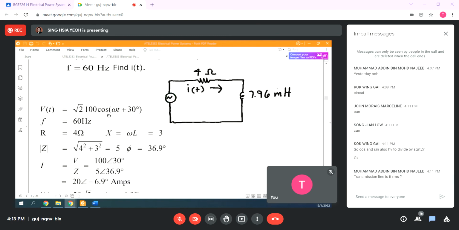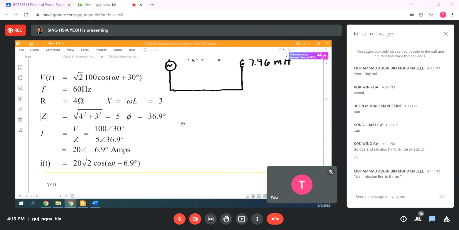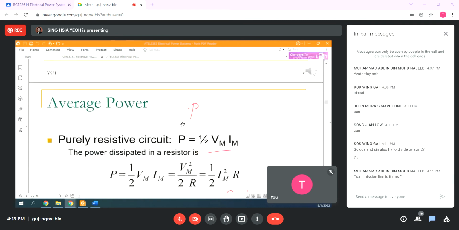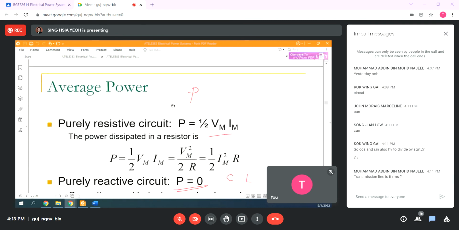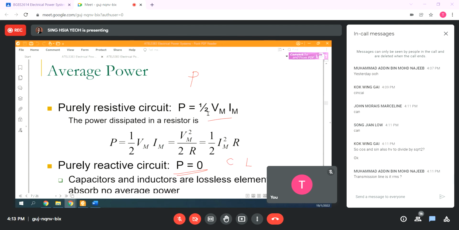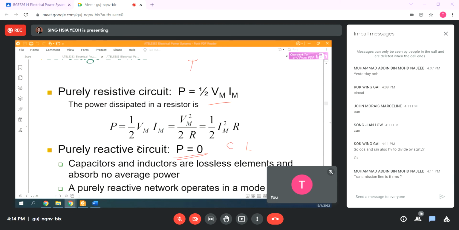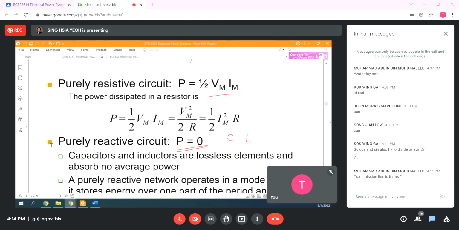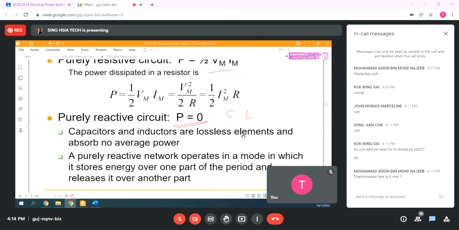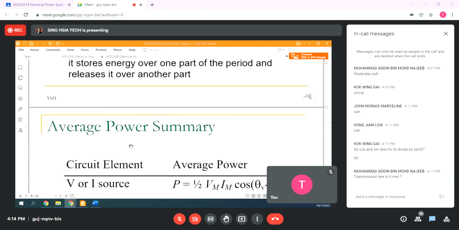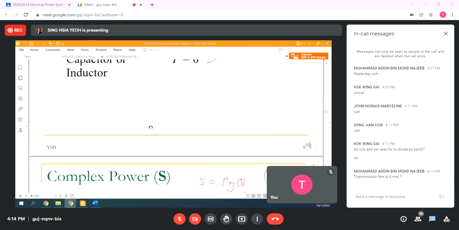Then the RL circuit, this one I think. Then they say average power P, we call average power, equals half VmIm for resistive circuits. For reactive circuits, meaning capacitor or inductor, your power is equal to 0, because capacitors and inductors are lossless elements and absorb no average power. So average power is not important.